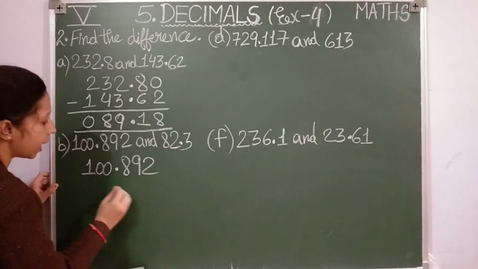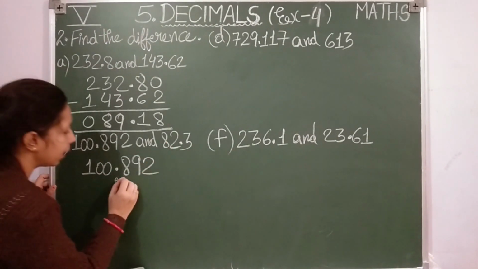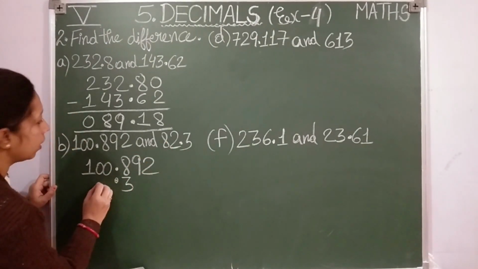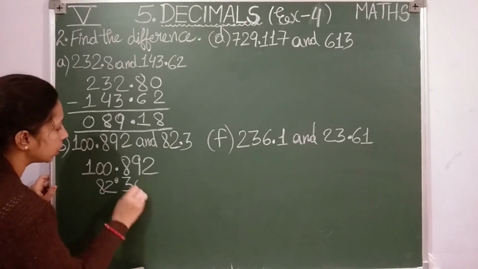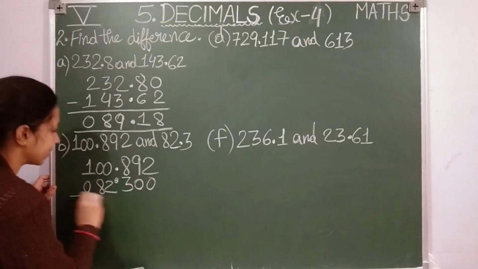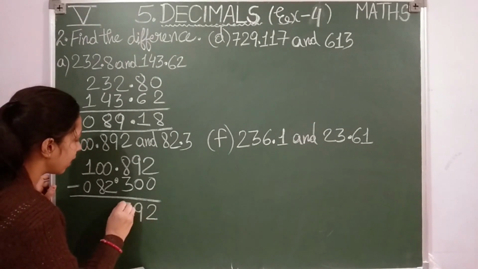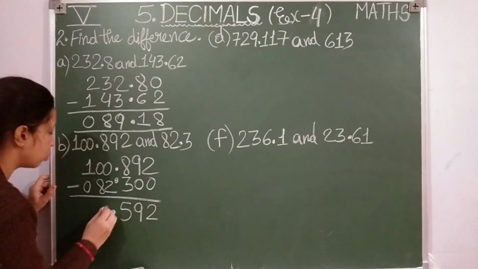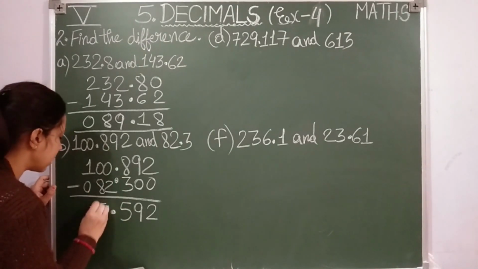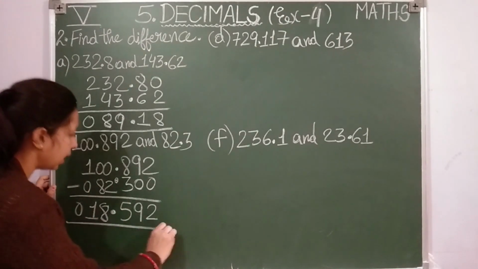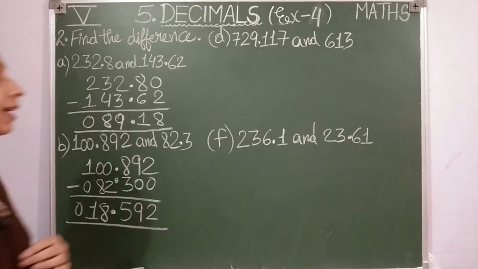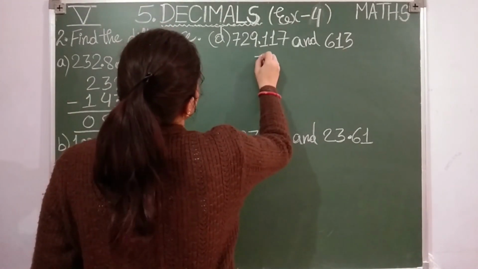100.892. Before writing the second number, put point, then place the numbers. 8, 2. Now just put 0, 0 wherever space is there. Now subtract 2, 9, then 8 minus 3, 5, 6, 7, 8. 10 minus 2, 8. Then 9 minus 8, 1. Here 0. Difference is 18.592. Next one, students.